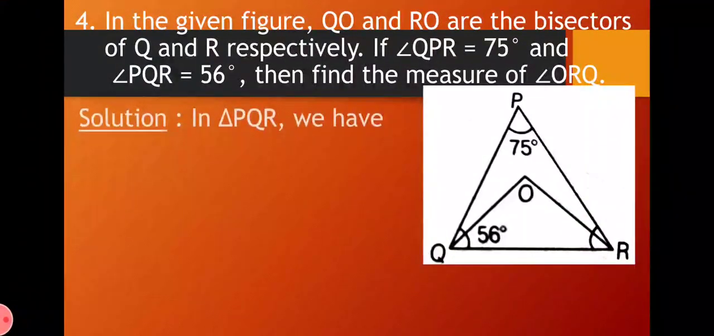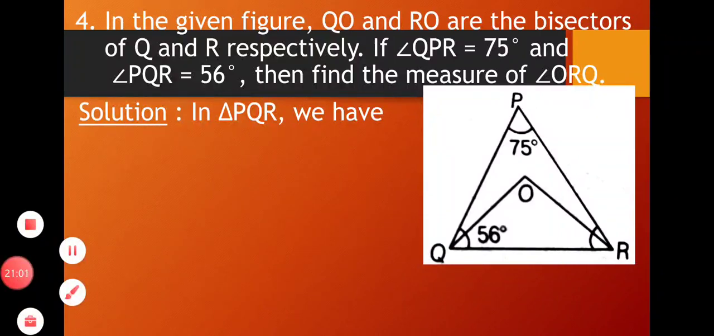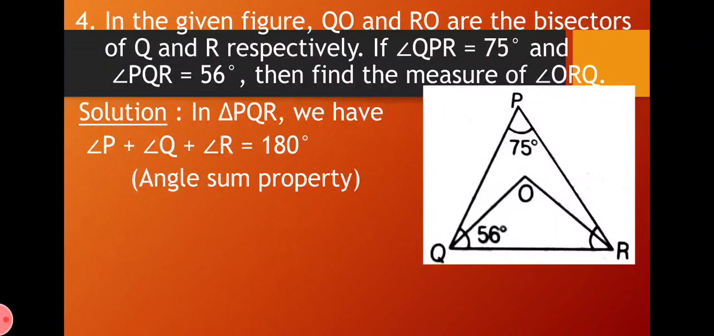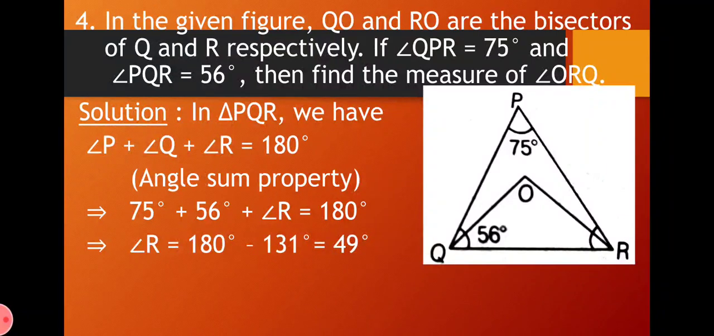Now for solution, in triangle PQR we have angle P plus angle Q plus angle R equal to 180 degree according to angle sum property, because the sum of all the angles of the triangle is 180 degree. Therefore, angle P is given as 75 degree, angle Q is given as 56 degree. R we will find using these two values. So we insert the values, that is 75 degree plus 56 degree plus angle R equal to 180 degree. That implies that angle R equal to 180 degree minus 131 degree, that is equal to 49 degree.